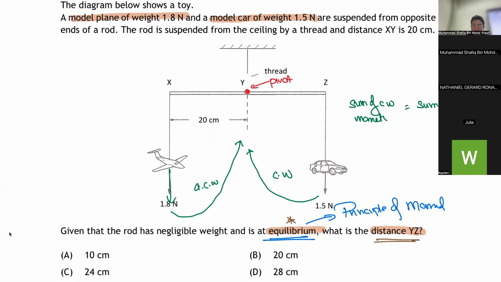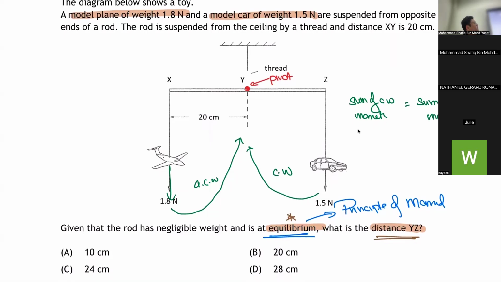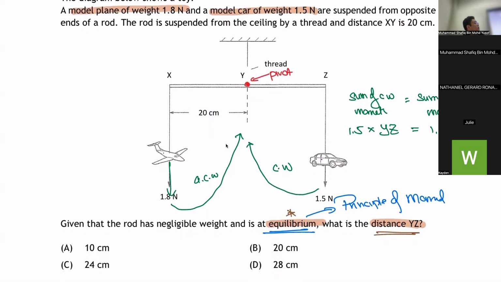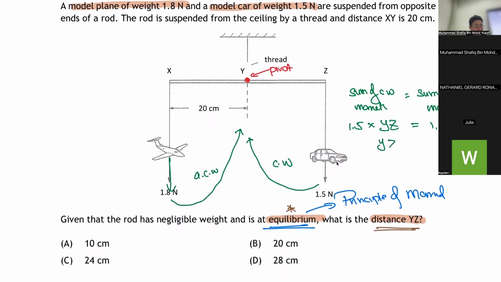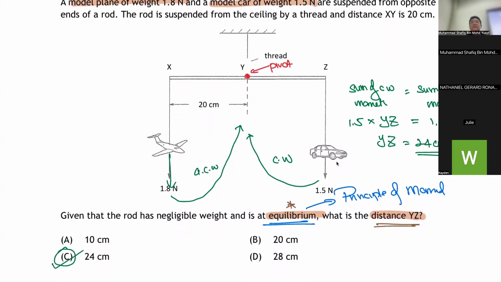Okay, so come, Kiran, you help me with this one. What's the math for the clockwise moment? That will be the anti-clockwise. So 1.8 times 20, and then the clockwise, which is what you want to find. Then after that, what will be the math? YZ will be 1.8 times 20 divided by 1.5. Correct. So the value of YZ you will get is 24 cm in this case. So the answer will be C.